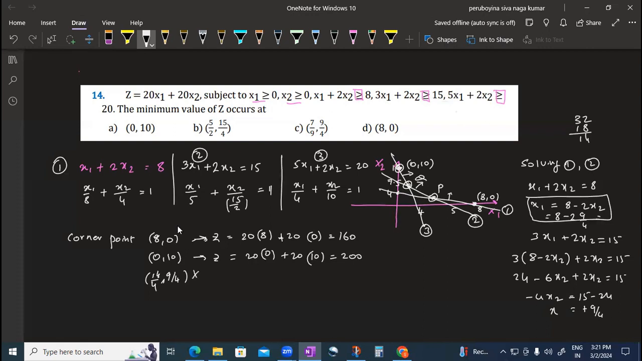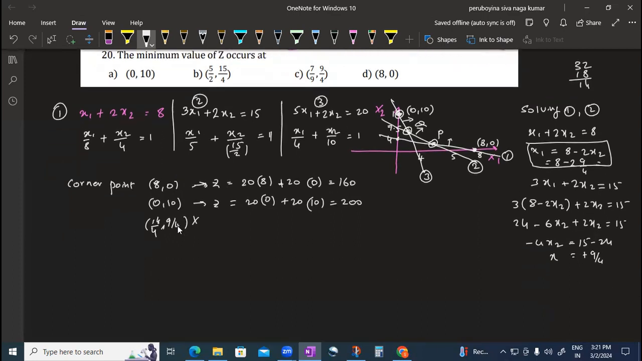The next point of intersection is Q, the next corner point. It is the point of intersection of 2 and 3. So solving 2 and 3.